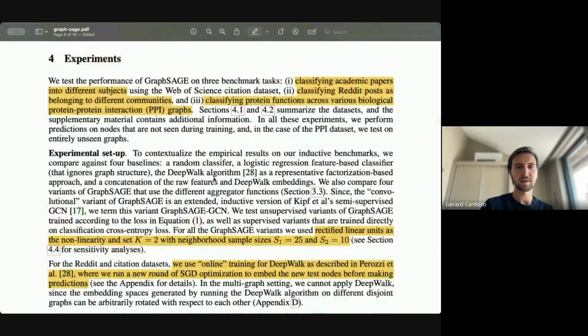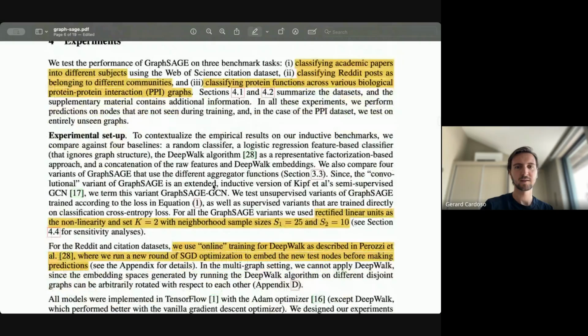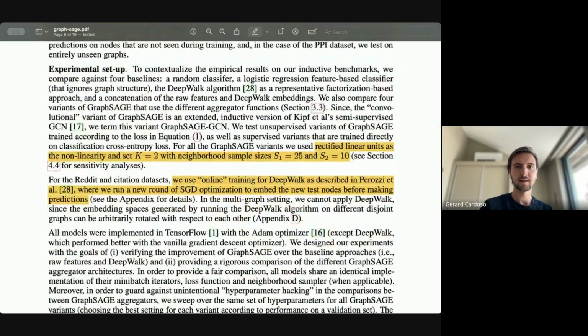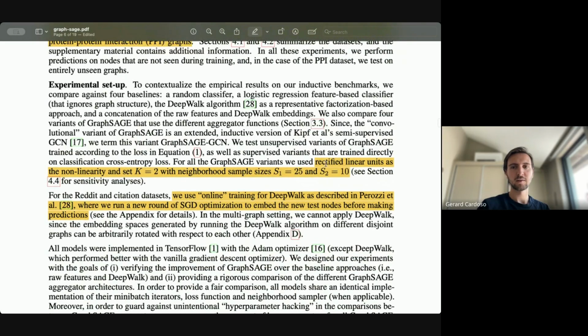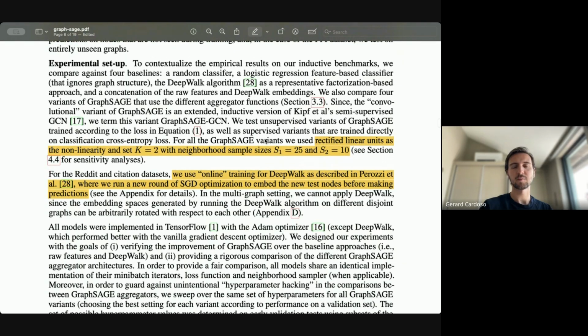Cool. So experiments. Let's see the results. I've gone through the data sets. For GraphSAGE, here are the values they use. They use ReLU as the nonlinearity, they have k equals 2, and the sample sizes are 25 and 10. That means in the first iteration, they'll sample 25 neighbors, and in the second iteration, they'll sample 10.